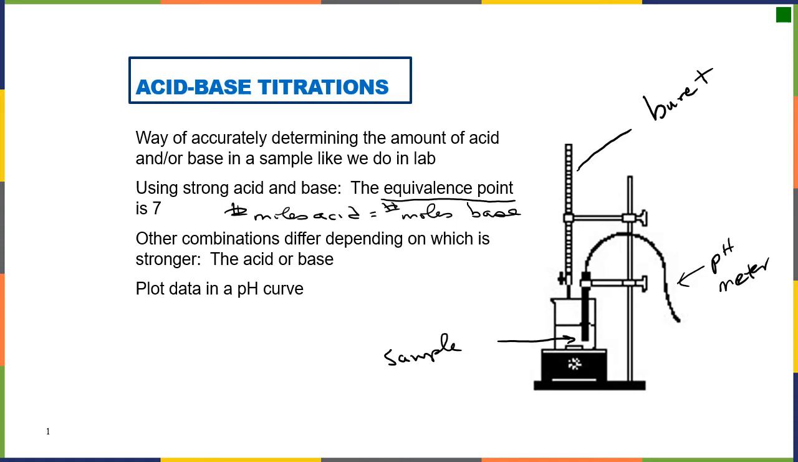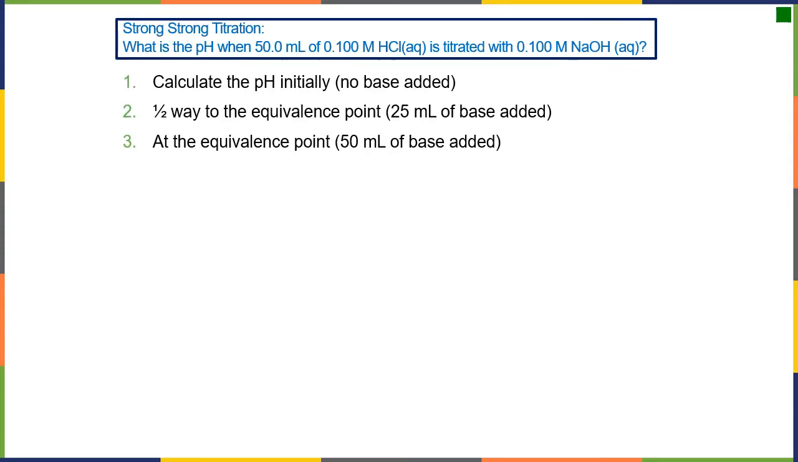For the case of a strong acid, strong base titration, we're going to find out that at the equivalence point, the pH is going to be 7, and we're going to plot our data. So the only way to do this is really to just do this.